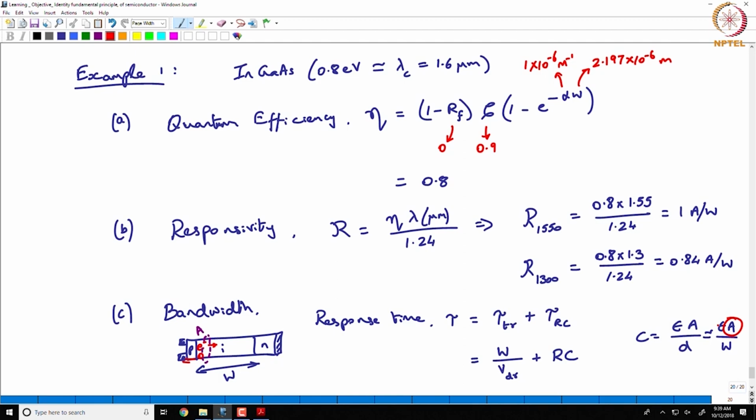Okay. So, if I want to keep this RC component very low, in the problem that you are given, you have been asked to assume that the RC time constant is negligible, right? How do you make the RC time constant negligible? You can do that by keeping the capacitance very low. How do you keep the capacitance very low? By playing around with the cross section area.